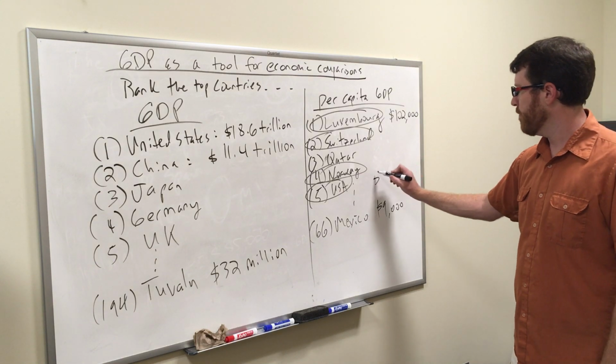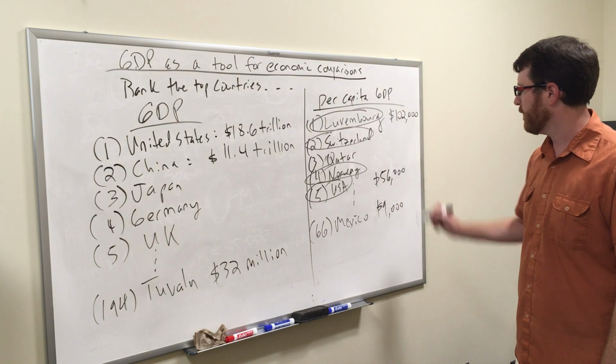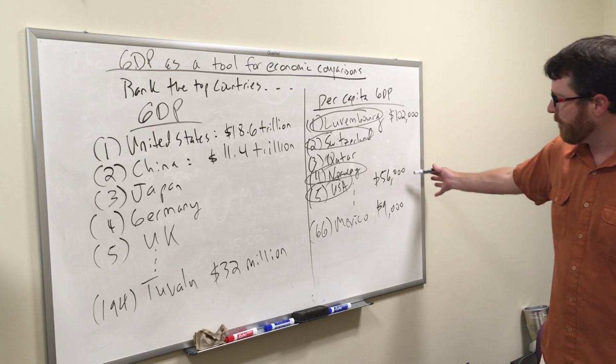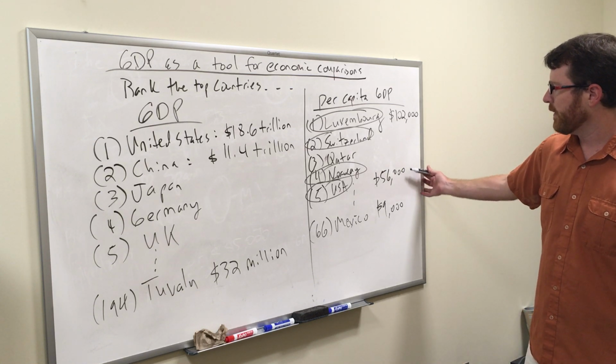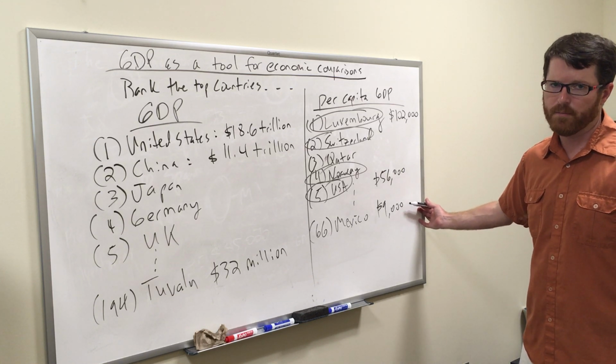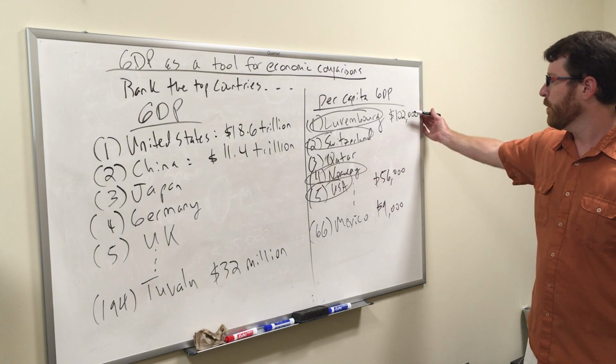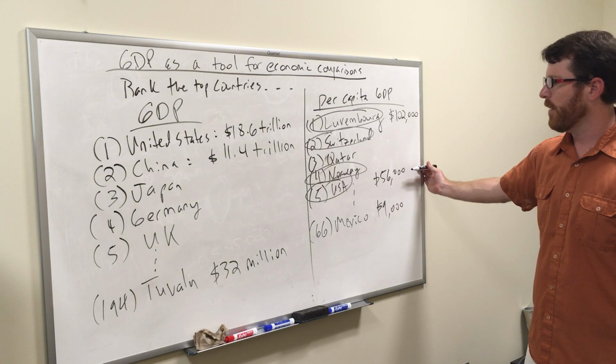Compared to the U.S., which I meant to mention, the U.S. is 56,000. So what that means is the average person in the U.S. is about 6 times more productive as the average person in Mexico. But the average person in Luxembourg is almost twice as productive as the average American.